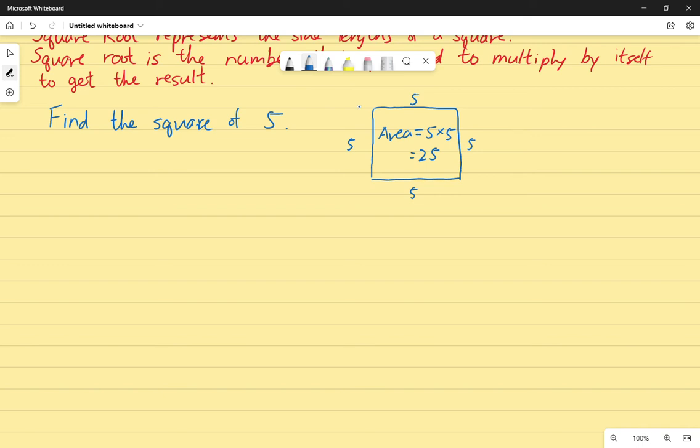To write it mathematically, what you would write is this. To find the square, you would write it like that. 5 with a little 2 on the top.